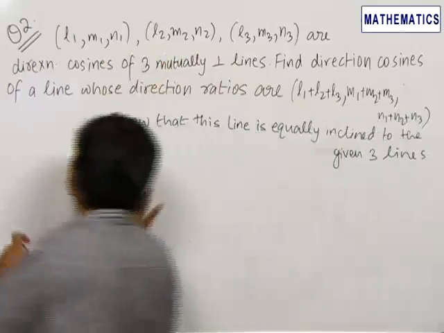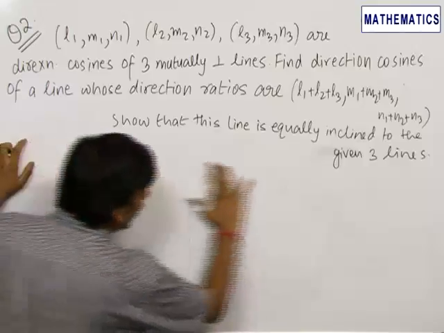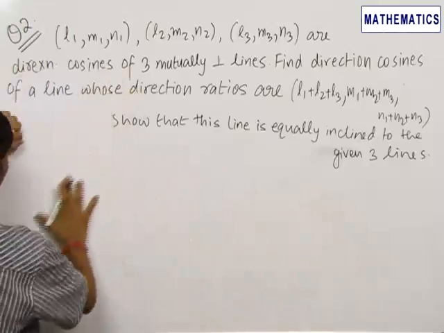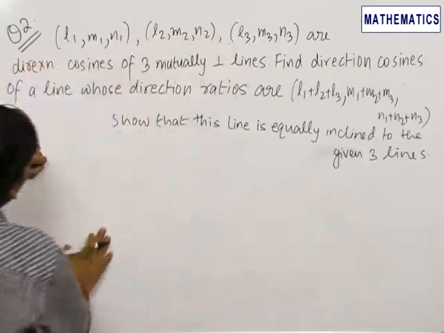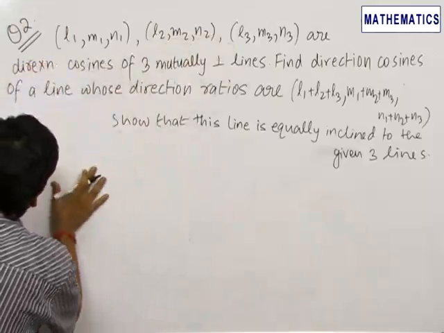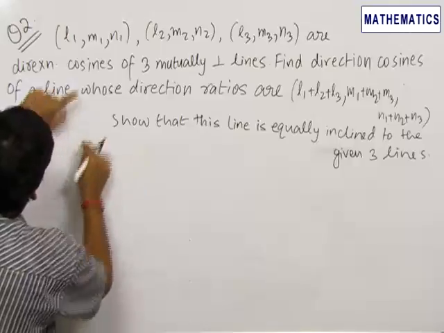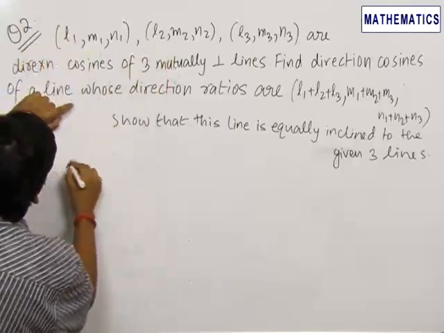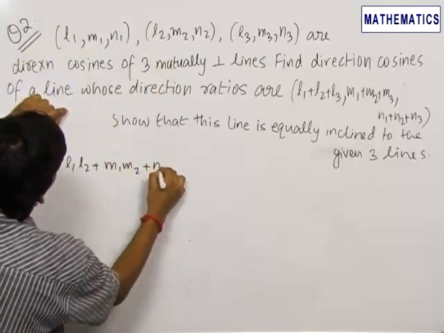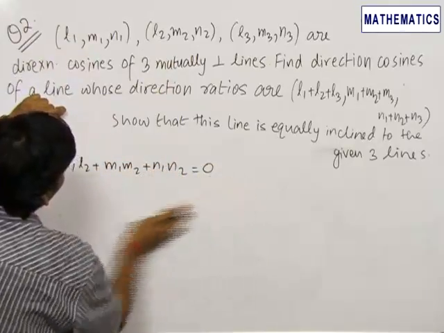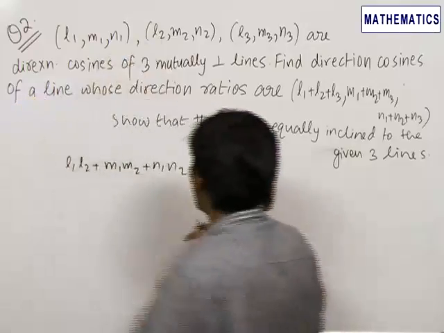So for solving this question, let us first write down all the information that we have been given. The first information is that these three lines are mutually perpendicular. Therefore, since these lines are mutually perpendicular, let us write for these two first, L1 L2 plus M1 M2 plus N1 N2 is equal to 0. Since these two are mutually perpendicular, this will be equal to 0.